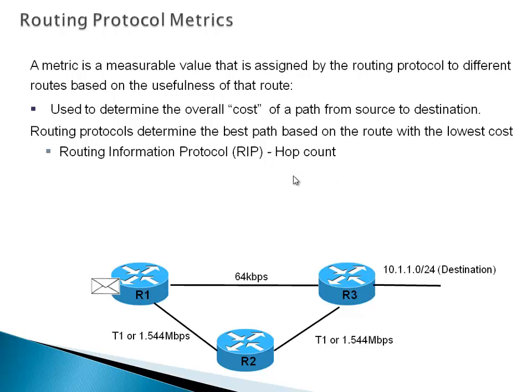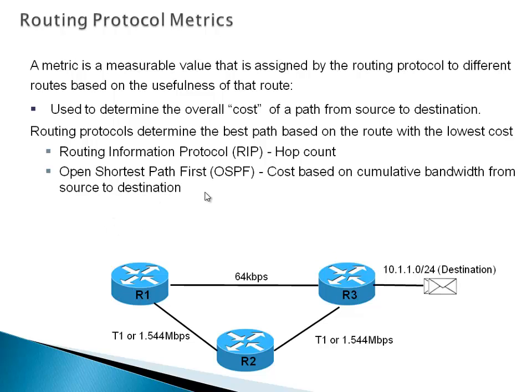RIP will use a hop count. As a packet travels, if it goes directly to router 3, it will be 1 hop. If it goes through router 1 to router 2, that's 1 hop, and then to router 3 is a second hop. So RIP will see this as worse, because it has to go through 2 hops to get to the destination. If it goes to router 3, it's only 1 hop, so it will use that. Even though the speed is a lot less, RIP doesn't care. It looks only at how many hops to the destination.